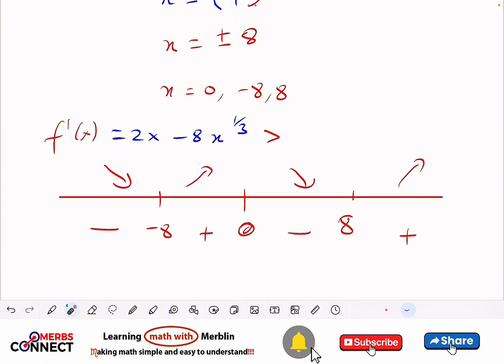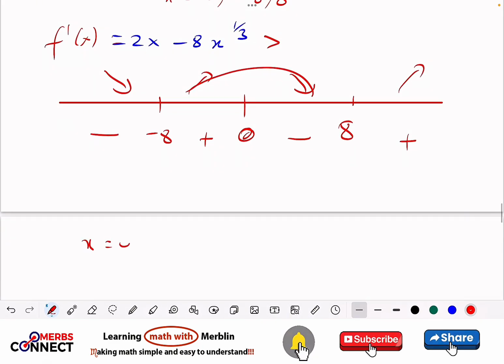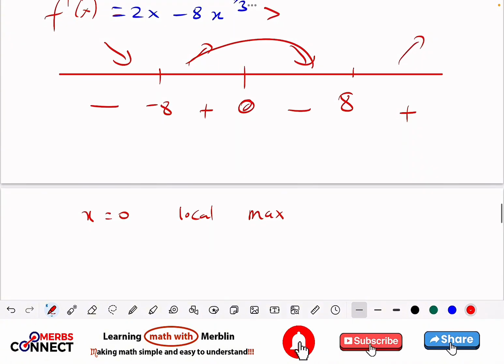So concave down is going to happen here at 0. So x equals 0 is a local minimum. No, local maximum, sorry. Local maximum. And then minus 8 and positive 8 are going to be the local minimum. So x equals minus 8 and 8 are both local minimums.